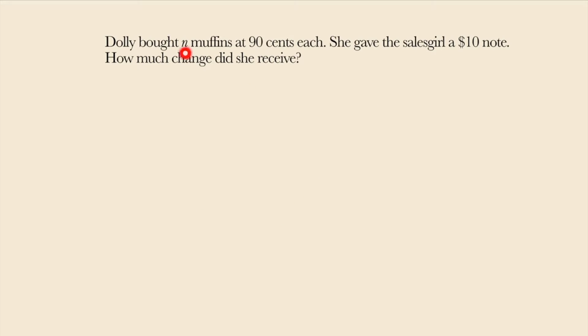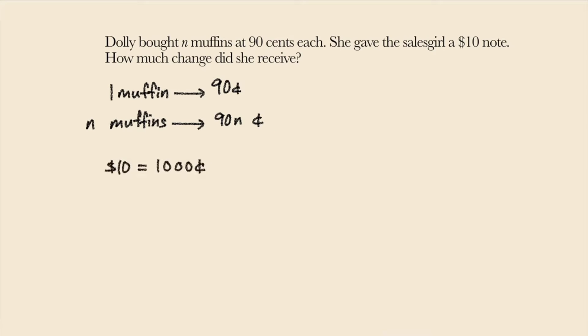Dolly bought N, an unknown here, muffins, at 90 cents each. She gave the sales girl a $10 note. Ooh, there's trouble here. We are told cents and we are told dollars. So there's conversion required. How much change did she receive? One diagram that I would use would be to say one muffin cost 90 cents, two muffins times two, three muffins times three, four muffins times four. What's N muffins? We'll do the same thing, times N. So what's 90 times N? That's 90N. Bear in mind, this is cents.